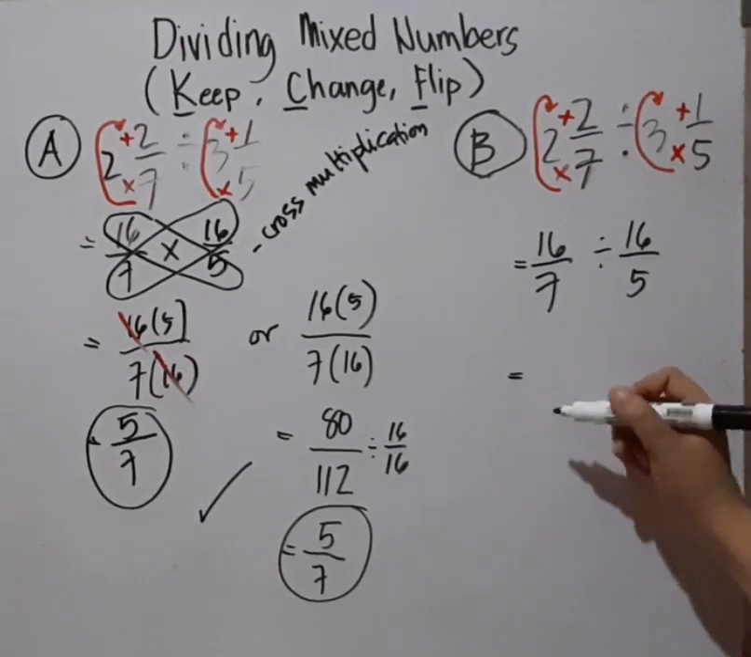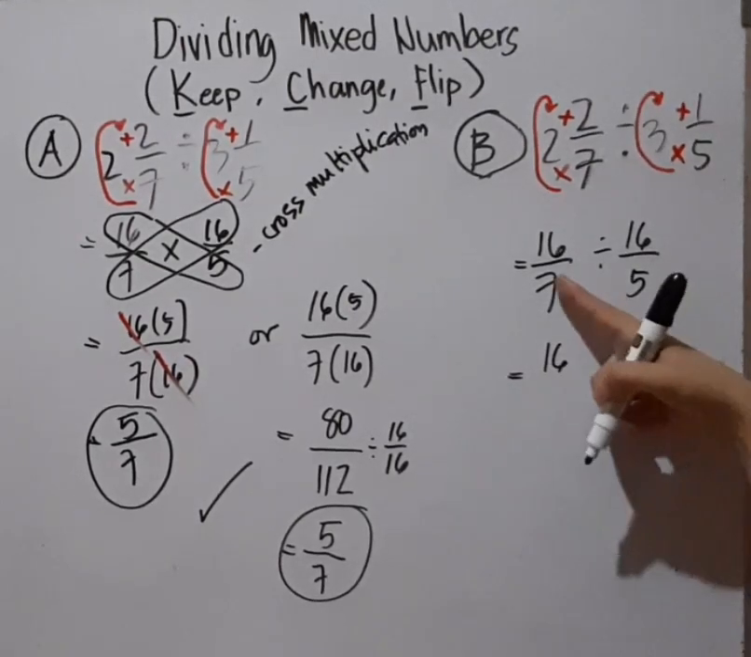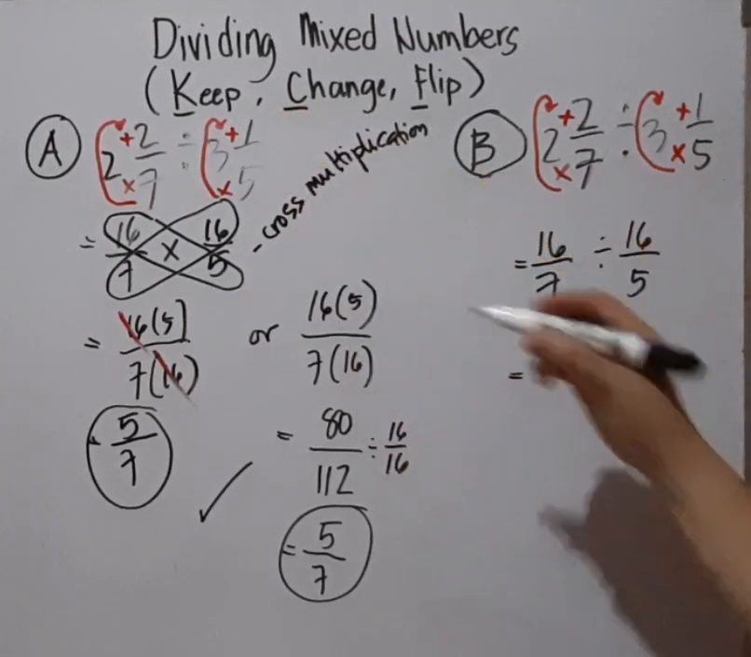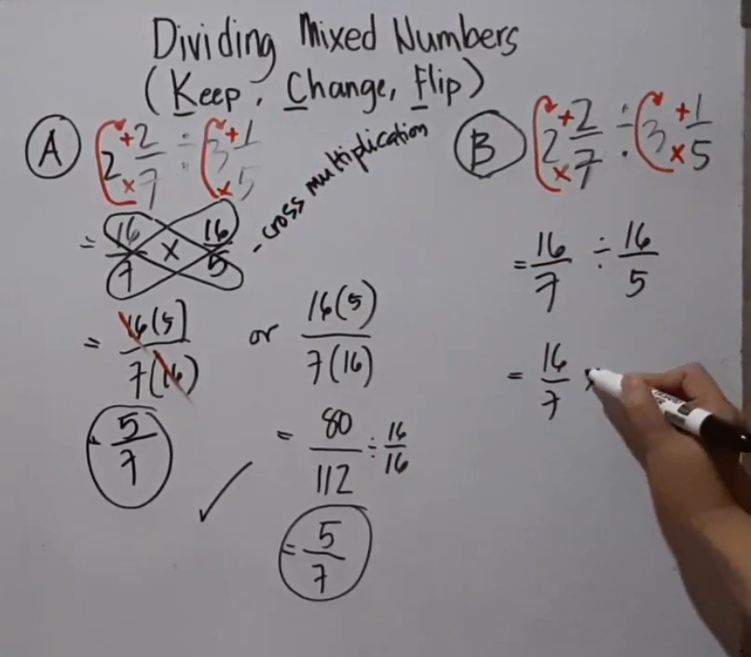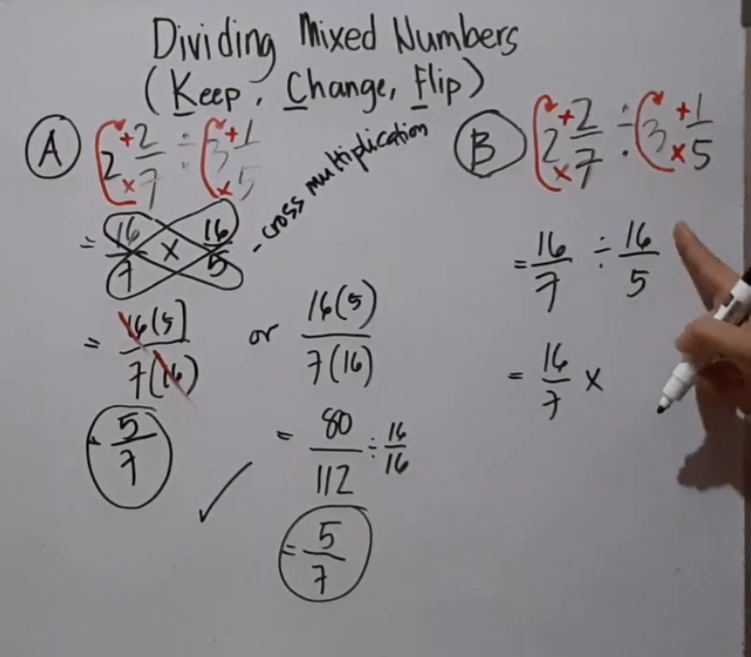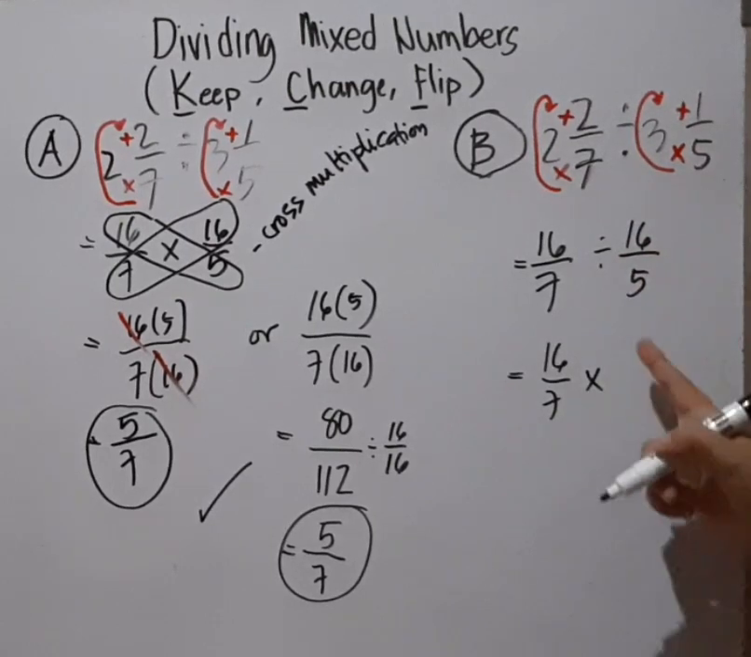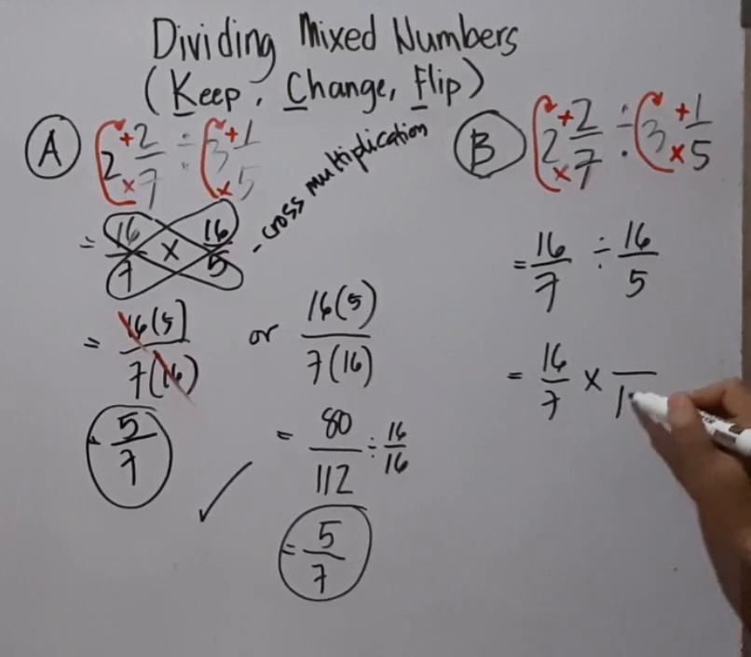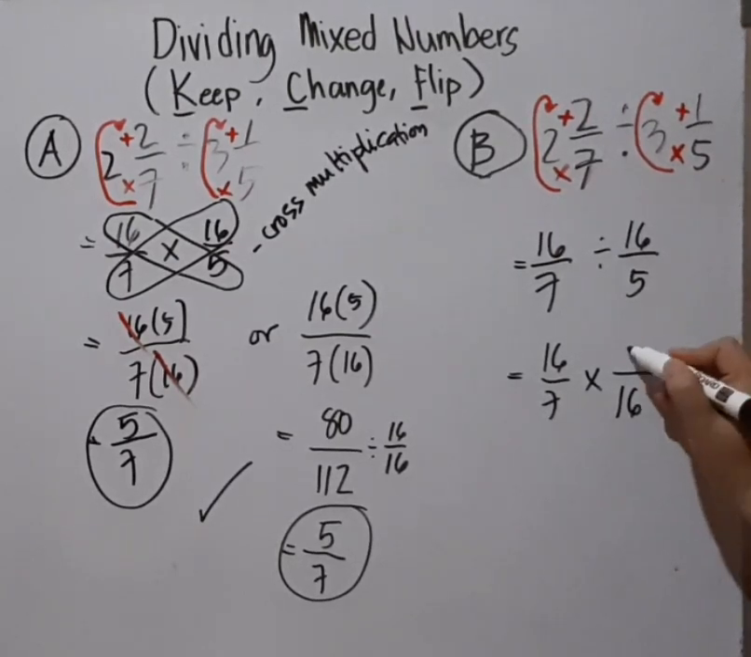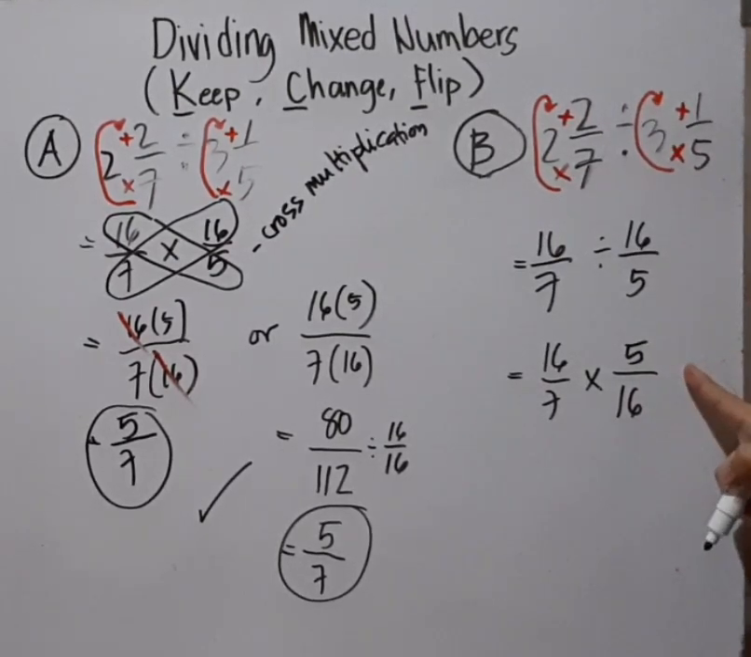Now, for the next step, copy lang muna to, or keep, sabi dito, 16 over 7, and then change the operation into multiplication. And flip, meaning yung reciprocal, yung kabaliktaran niya. So, yung 16, pwedeng nasa denominator na, and then yung 5 nasa numerator. So, that's a reciprocal po. And then, do this. Do the cancellation.